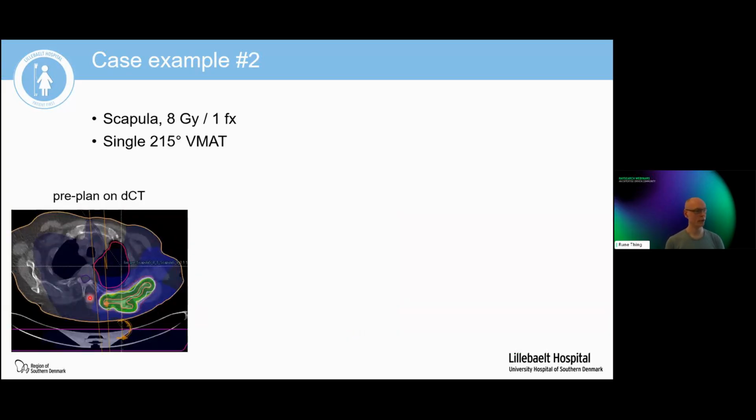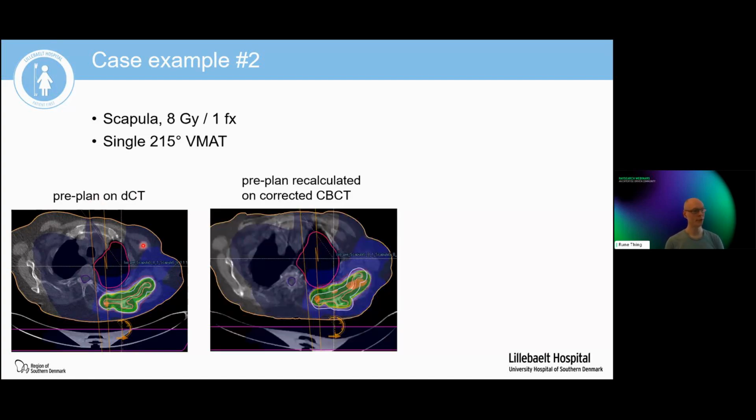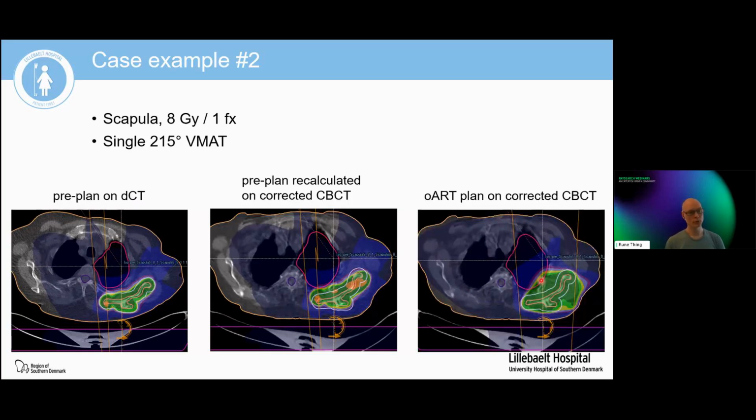Another example is this shoulder that I showed you earlier, the delineations of. This was the pre-plan. He was referred to a single fraction of 8 gray and planned with a single 215 degree VMAT arc. So here's the pre-plan. His positioning was quite different on the treatment couch, so we were missing target coverage of the PTV here. And we're able to somewhat recover this by expanding the volume receiving the prescribed dose in the adaptive plan.